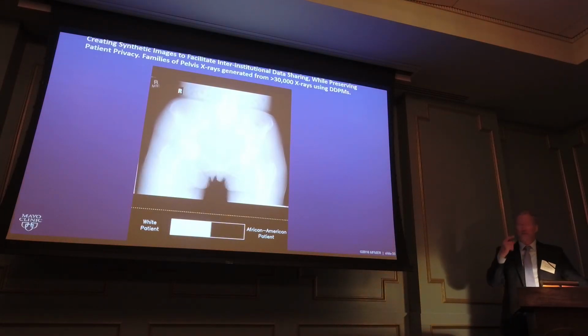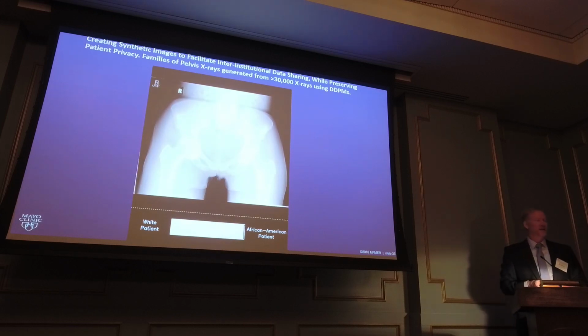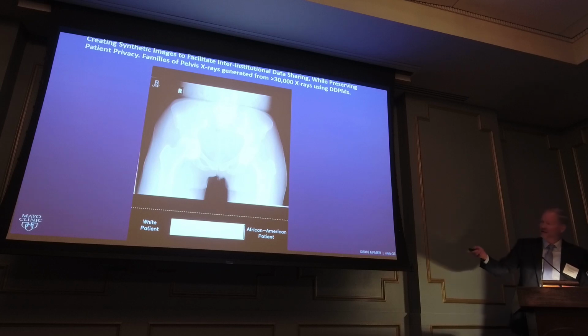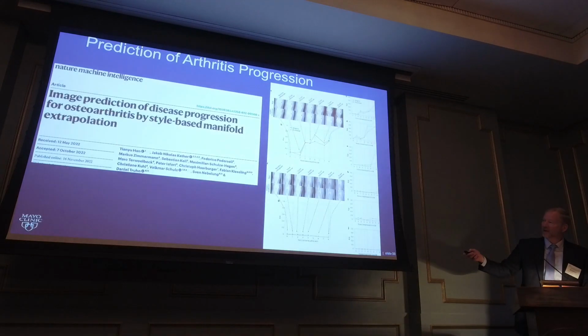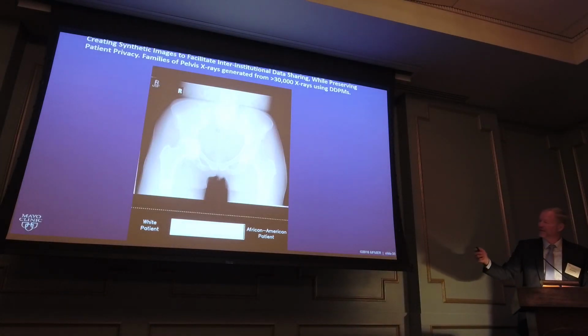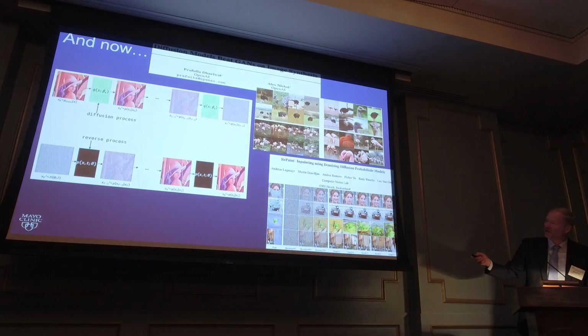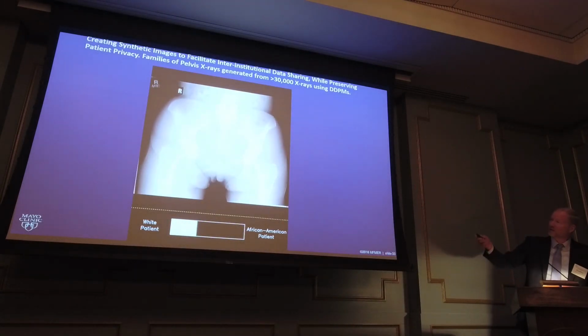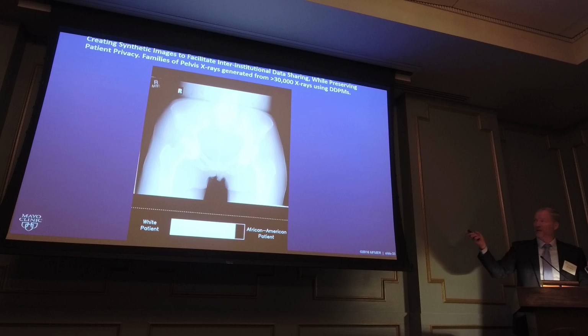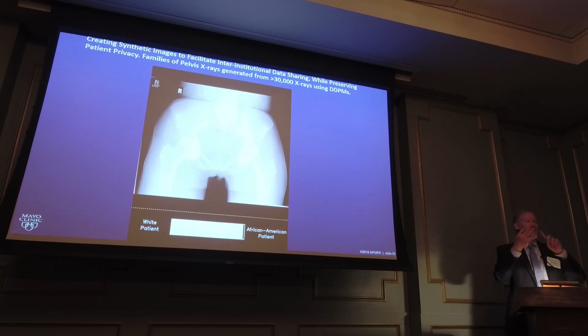So this is one, again, we've got these huge data sets of pelvises. And so we can now create a range of pelvises. In this case, it's between white and African American. I'm not sure how to play that again, but let's see if I can do it that way. All right, so it's slowly morphing by race. But we can also do it by age, by gender, by body mass index.